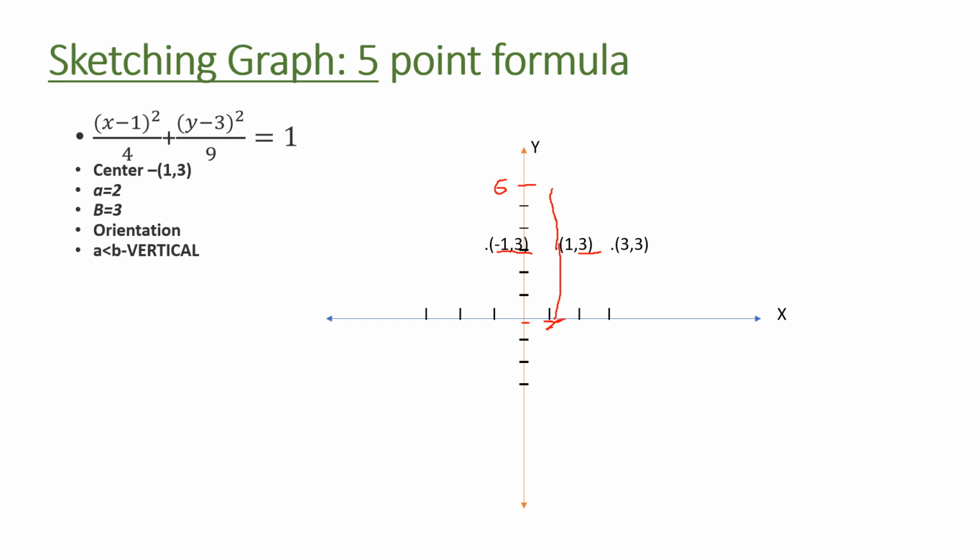So ultimately you are going to get 5 coordinates. The first one was a center. Second one was the left and right of the center. And this one and this one. So up to here you have obtained 3 coordinates.